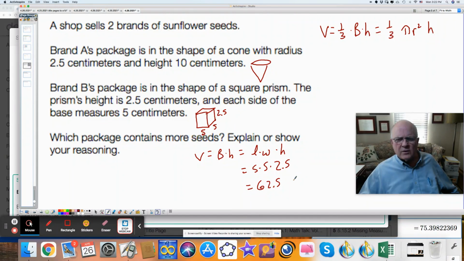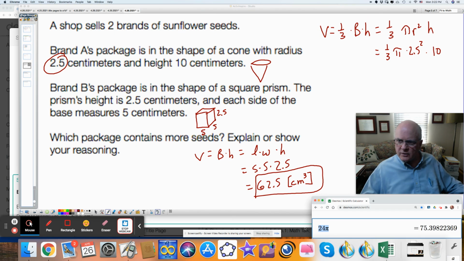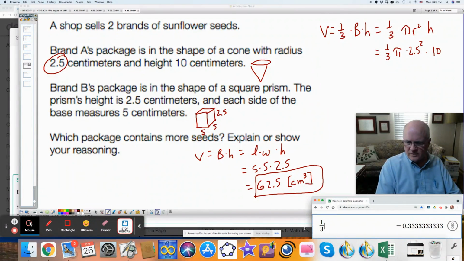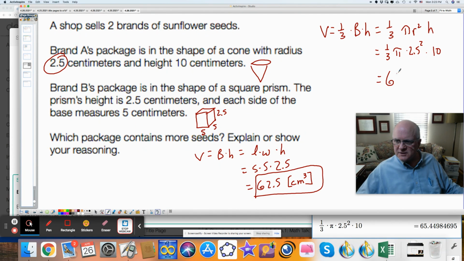This would be centimeters cubed. And to compare it to this other one, we actually have to substitute the values and solve. 1/3 times pi times the radius, which we are told is 2.5 squared, times 10. And we'll substitute that into the calculator. 1/3 times pi times 2.5 squared times 10. Oh, it's 65.4 when I round it to the nearest tenth.